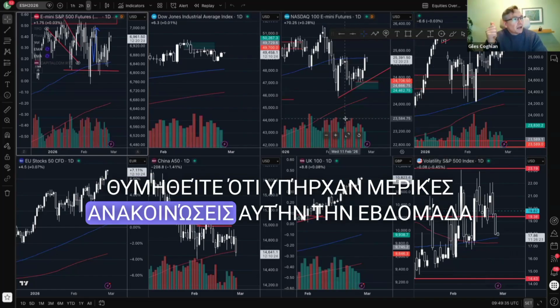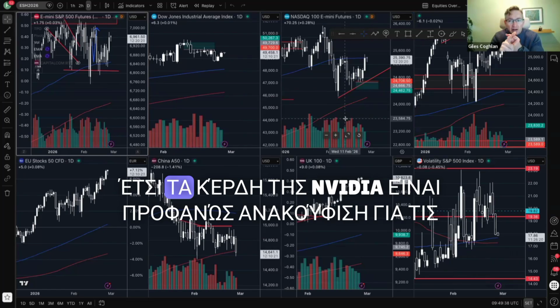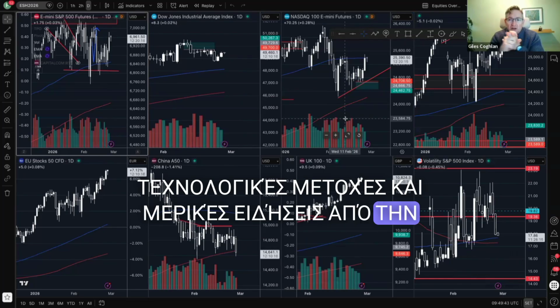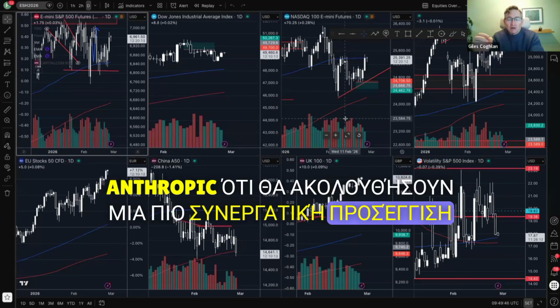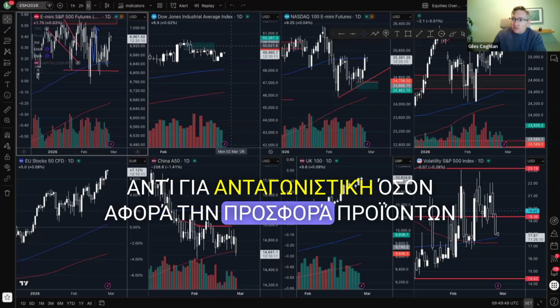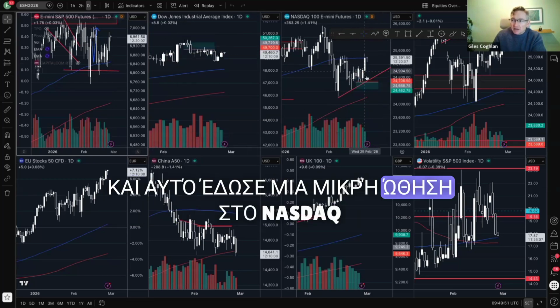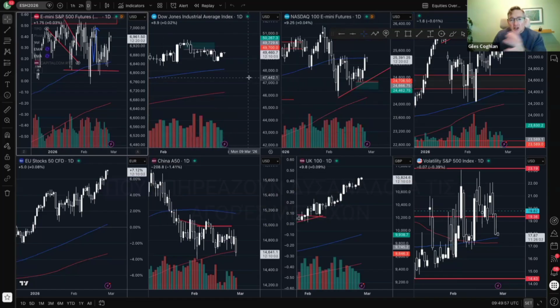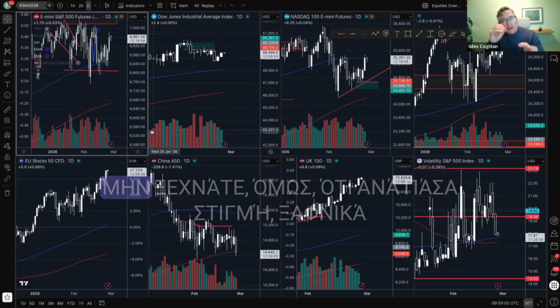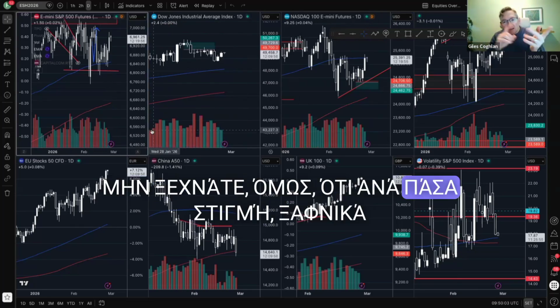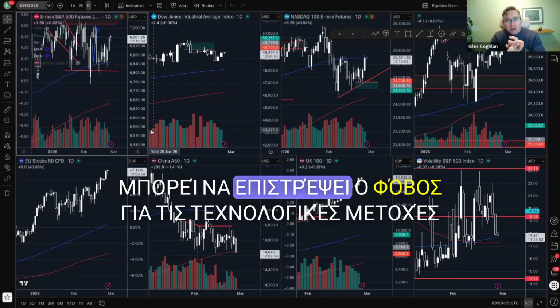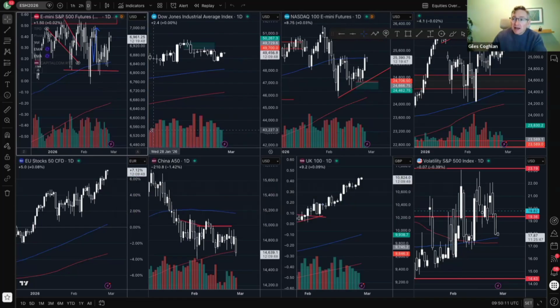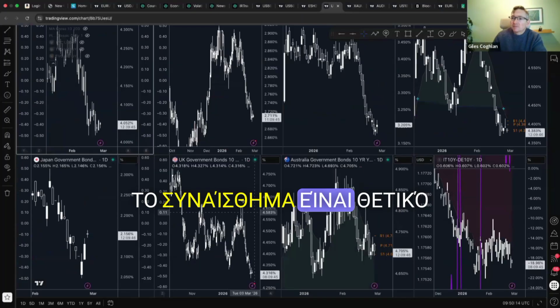Remember, there were a couple of announcements this week. NVIDIA earnings is obviously a relief for tech stocks, and there was some news from Anthropic that they're going to be taking a more collaborative than combative approach when it came to their product offering, and that's given the Nasdaq a little bit of a lift. And remember the Magnificent Seven, those big tech name stocks, they're disproportionately impacting equity markets. Don't forget though, any moment, all of a sudden, the tech scare trade comes back. So just bear in mind that that's around there. But for this morning, sentiment is positive.